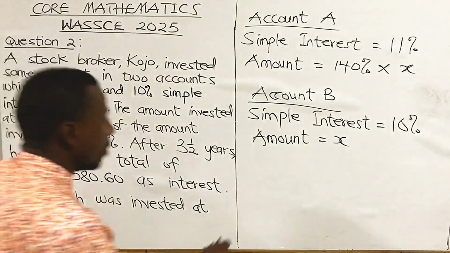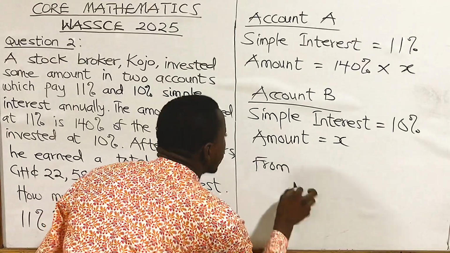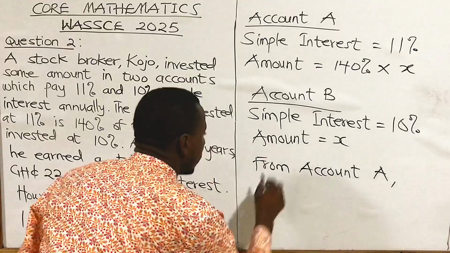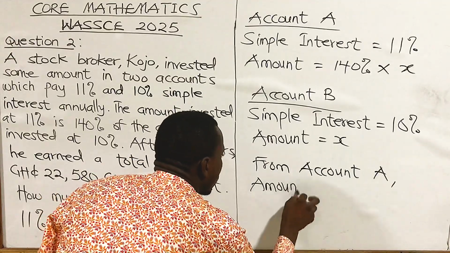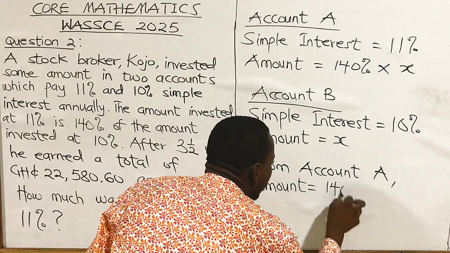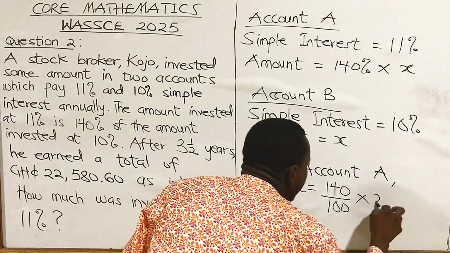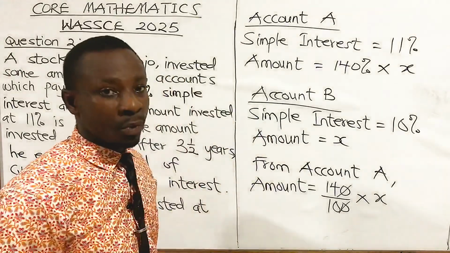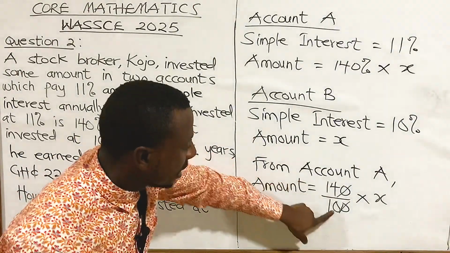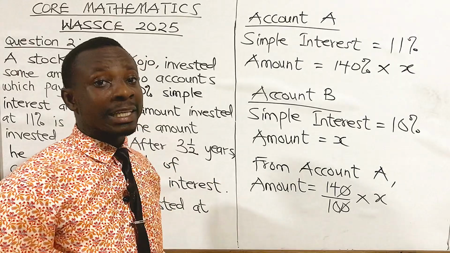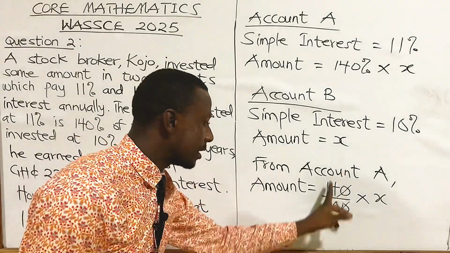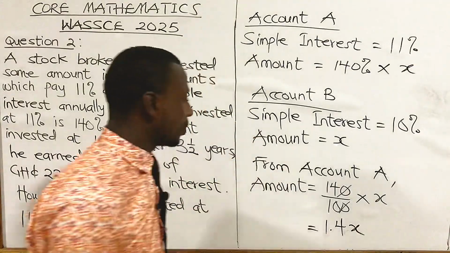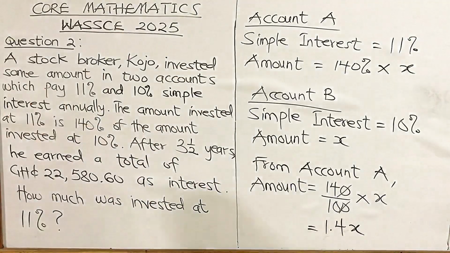So now let's start. From account A, the amount is equal to 140 over 100 times X. From here, this can cancel this. And 14 over 10, we can use the trick: because it's over 10, we move the decimal just once, and we are going to have 1.4x. So now this will be the amount. All right.